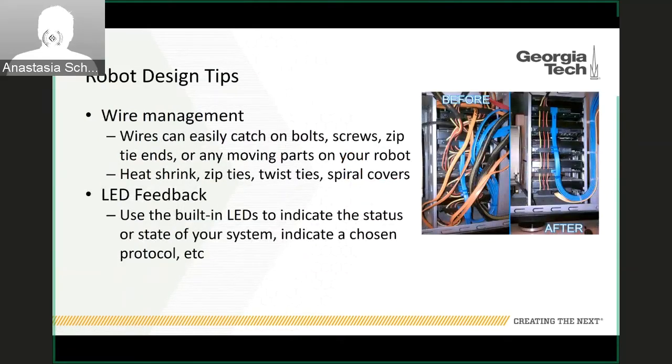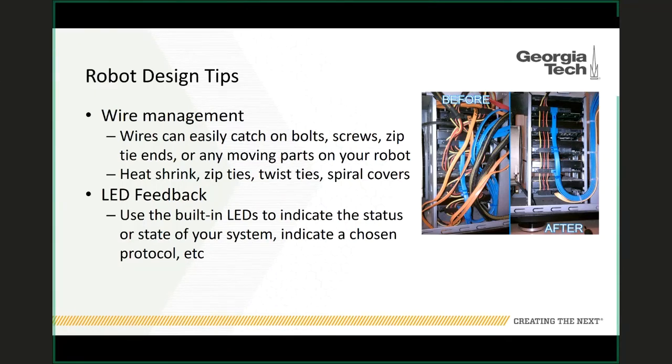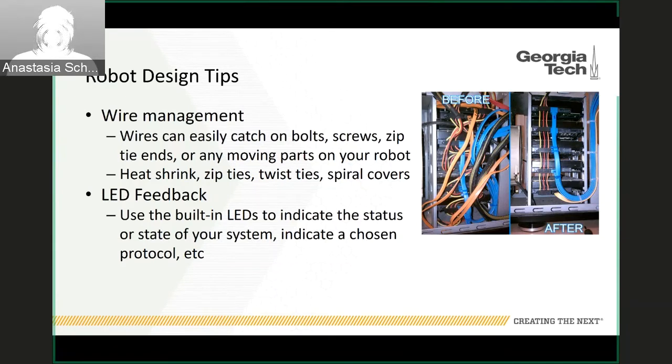Next, I just have a few tips for your robot design to help you be a little bit more successful, avoid some common errors. One issue that comes up often is wire management. So it's very easy for loose wires, such as the wires coming off of your mechatronics components, to catch on bolt heads, screws, the ends of zip ties, or anything that's moving on your robot, which is probably going to be most of it. So in order to keep your wires all secured, you can use things like heat shrink, you can use zip ties, twist ties, even spiral covers for wires to help hold them together.